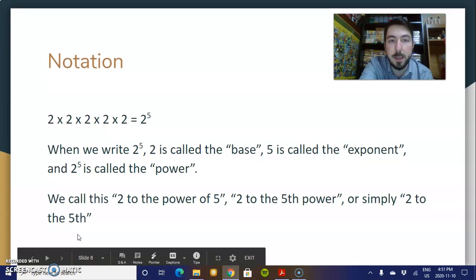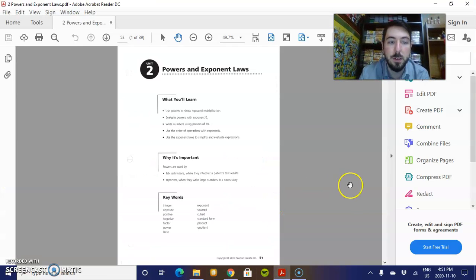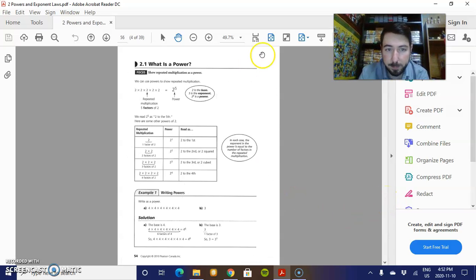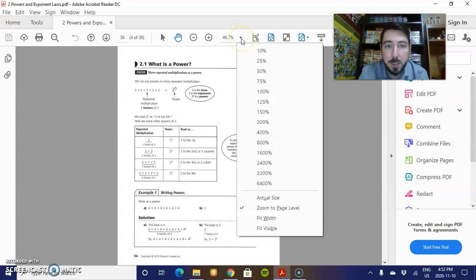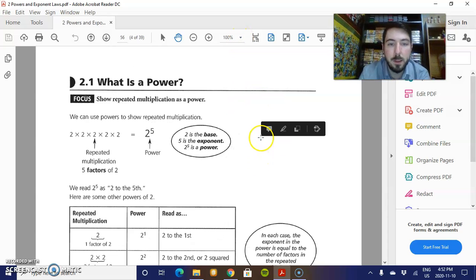And I'm just going to exit the slideshow here for a sec, and go to the note package. And you will see this on page 54. So I'm just going to zoom in here.